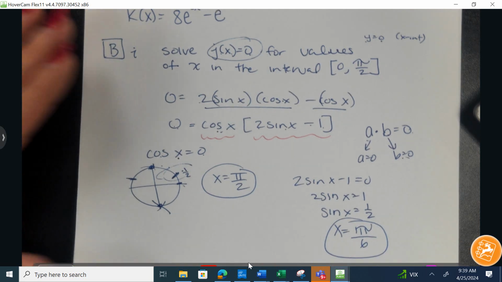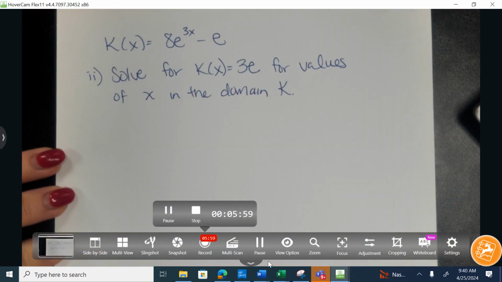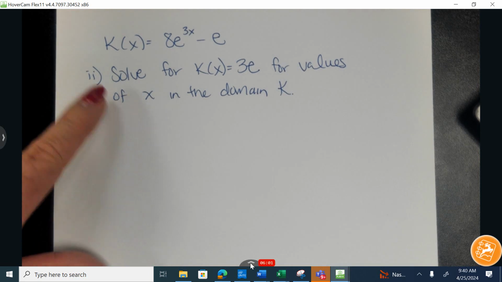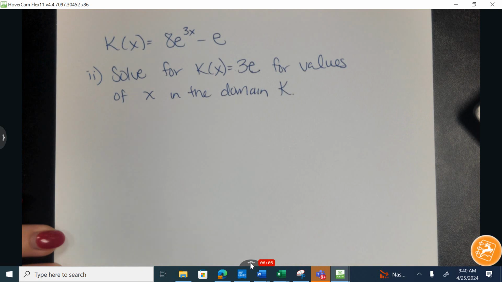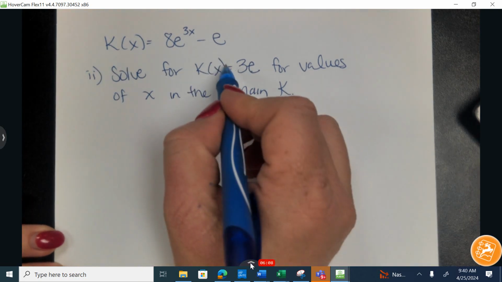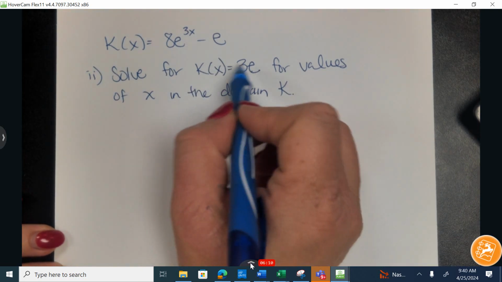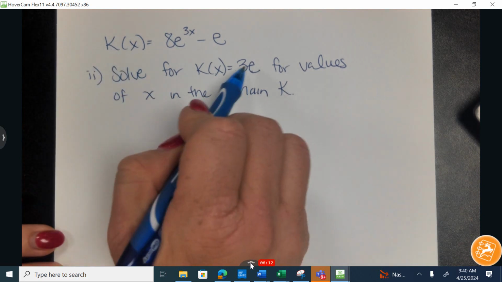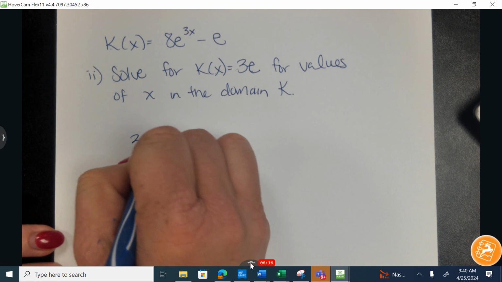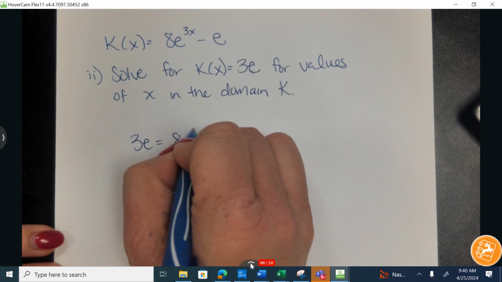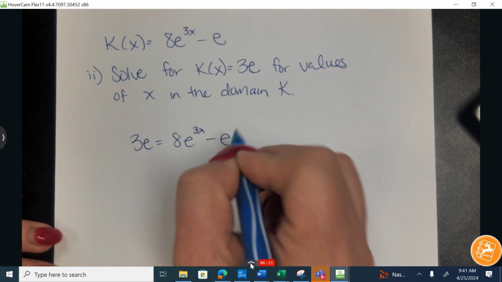Let's look at the second part of B. So we are now in the second part of B, and it says solve for k of x equals 3x. Just like in part A, where I was able to take j of x equals 0 and replace j of x with 0, now I'm going to replace k of x with 3e. So I have 3e equals 8e to the 3x minus e.